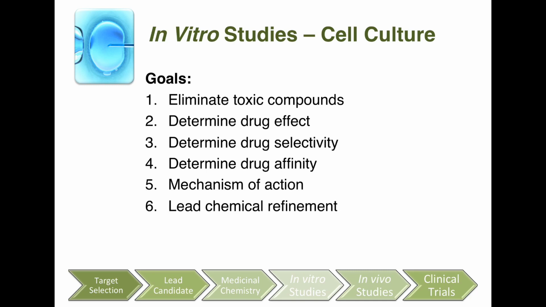The goals of performing in vitro studies, after we have a lead compound that we've messed around with the structure of and we're feeling really good about, are to try to eliminate toxic compounds from our set, to determine the precise effect of the drug, and to figure out the selectivity of the drug. In other words, if we're targeting, say, a specific receptor, we don't want it to target any other receptor. We also want to determine what the affinity of the drug is, or how high a concentration you need to get that drug to do its job.